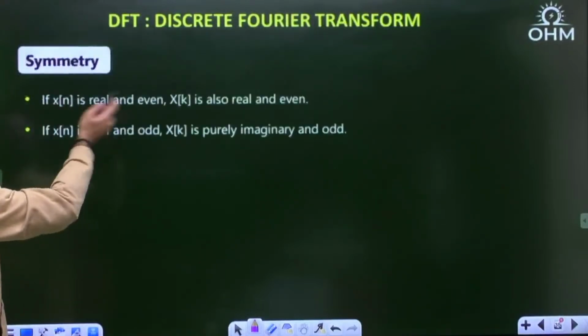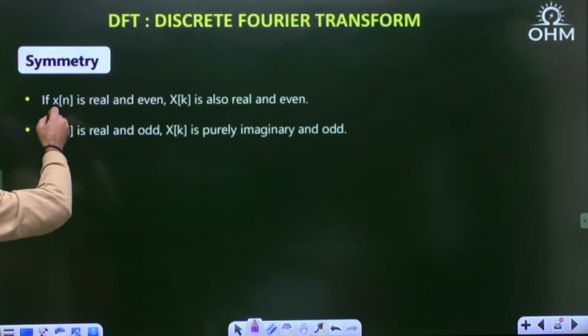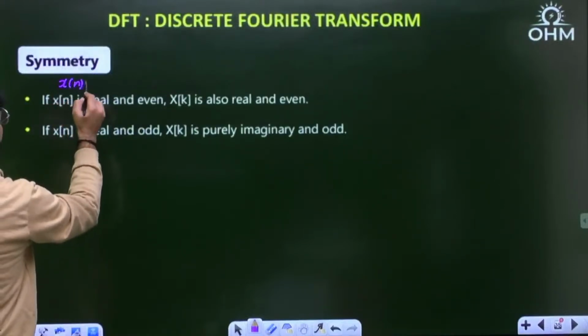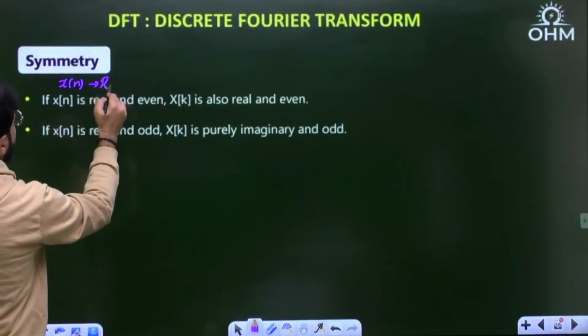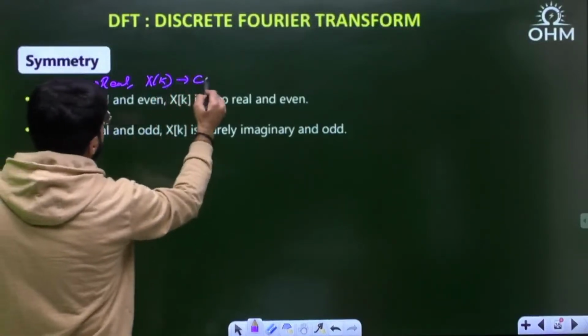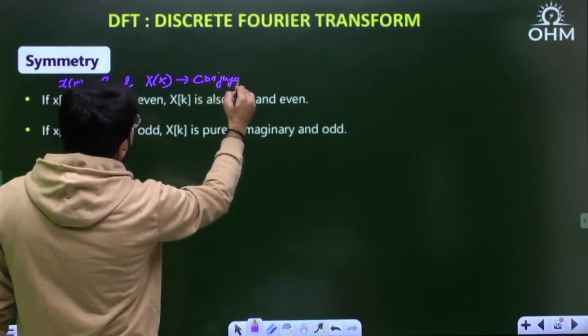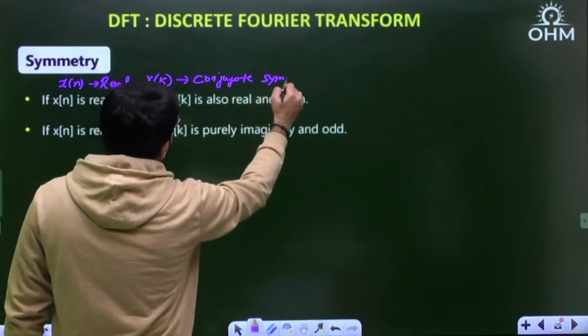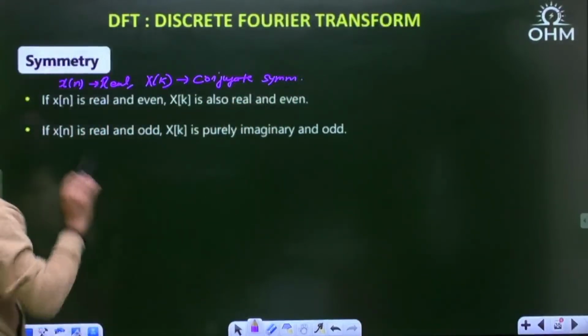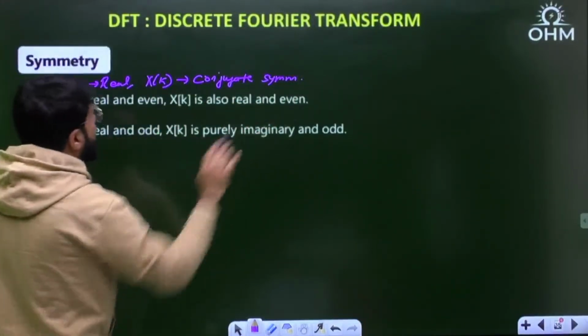Also in symmetry, I'll add one or two points. What is the first thing I told you? If xn is real, then xk is conjugate symmetric. If xn is real and even, xk is also real and even. If xn is real and odd, xk is pure imaginary and odd.